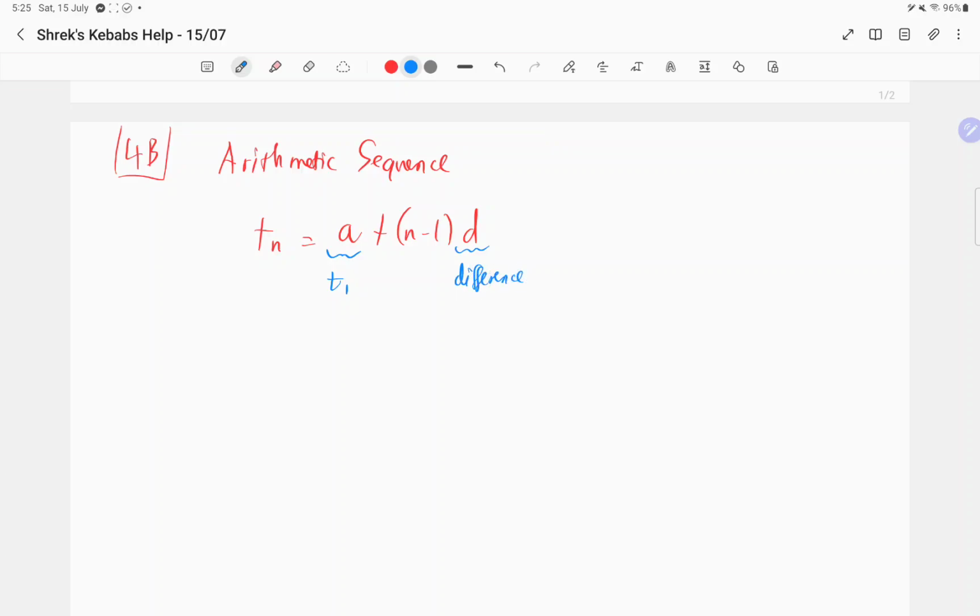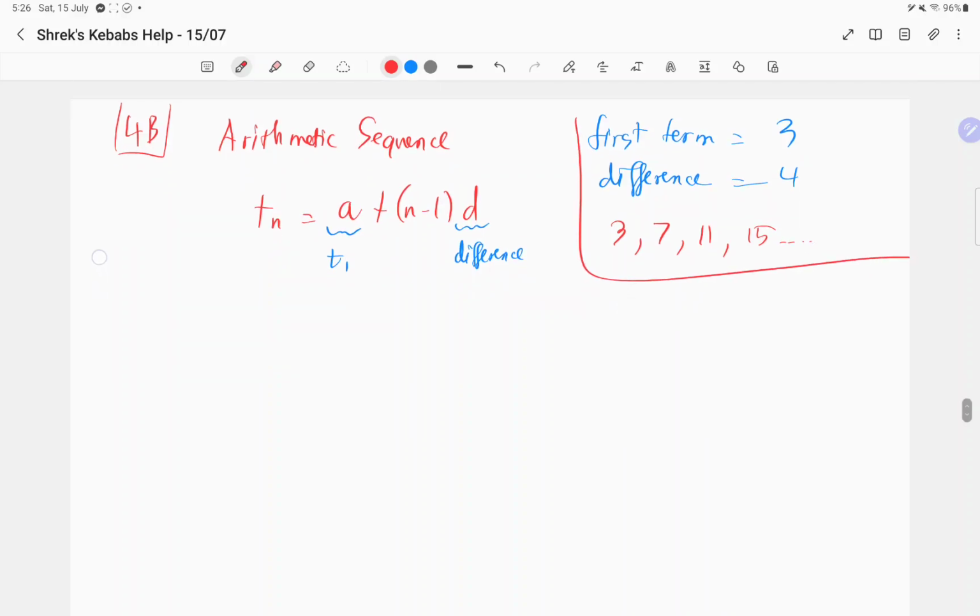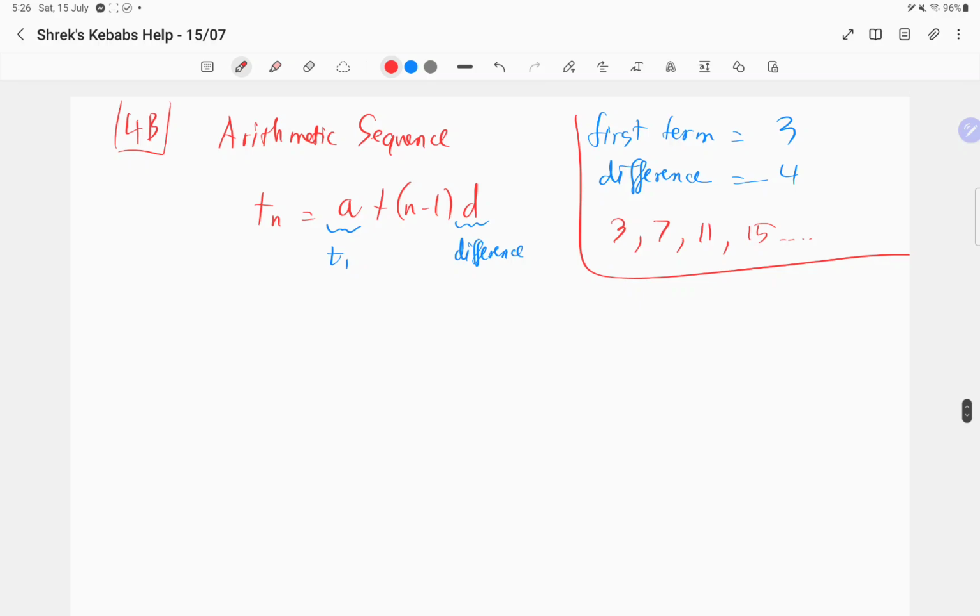between terms. So that means, for example, in a rule where the first term equals 3 and the difference is 4, the pattern will be 3, then plus 4 is 7, plus 4 is 11, plus 4 is 15, and so on and so forth. All right, so that's the idea here. Now, I'll go through an example of a harder question.